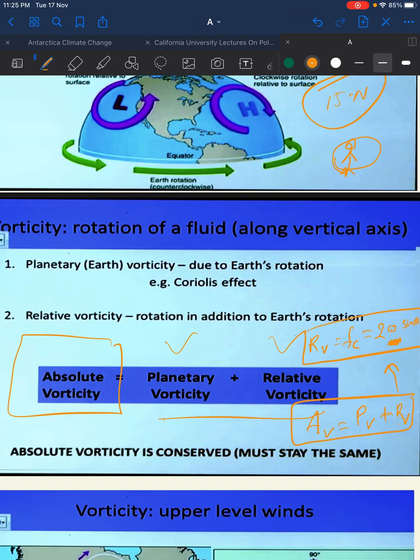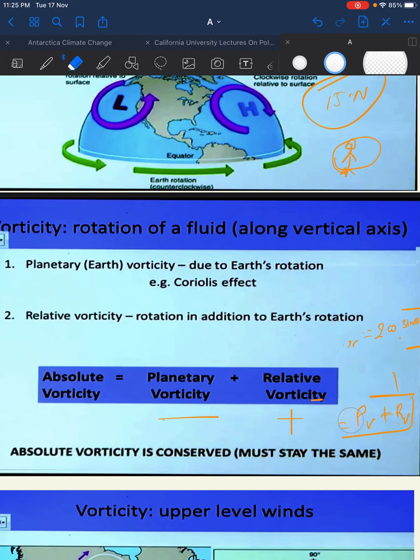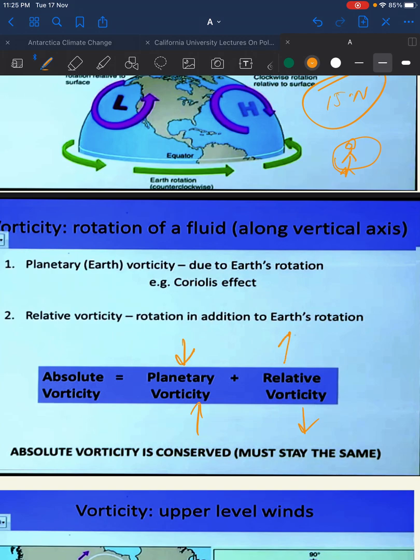Now absolute vorticity is conserved. So it means if one is increasing, in that case another should decrease. If planetary vorticity increases, the other should decrease, and if this one decreases, that means it should increase, because absolute vorticity is conserved at a given latitude. So it must be the same, and we know that this is the sum of these two. So if one is increasing, that means another is decreasing.